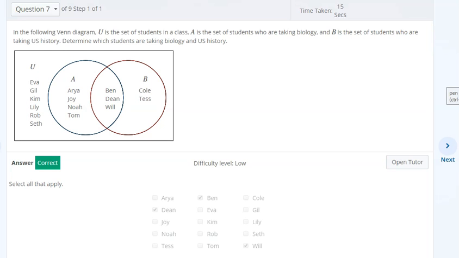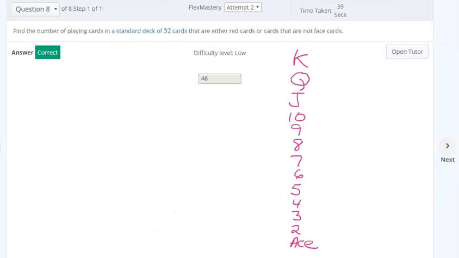This is a similar question to what we've done already. We've explained this, and what are they asking? Determine which students are taking biology and U.S. history. Well, that would be the intersection, Ben, Dean, and Will. So a relatively easy one that we've done already. Again, the practice and certify you would do might be different questions, but hopefully you know the strategy, the protocol to get it done. All right, let's go on. Had a little glitch there, but let's go on.